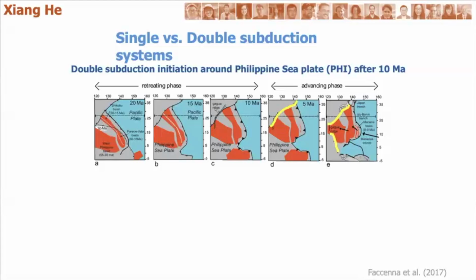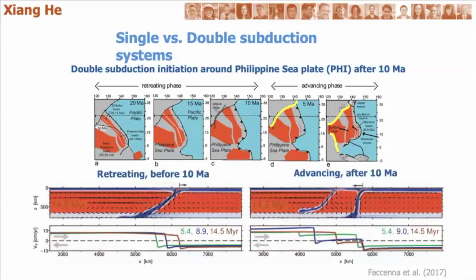We noticed something interesting: before this double subduction system, before 10 million years ago, the trench motion was in a retreating phase. But after this initiated, the trench motion becomes advancing. So here's a 2D model from this article to investigate whether or not the double subduction can cause the transformation from trench retreating to advancing.